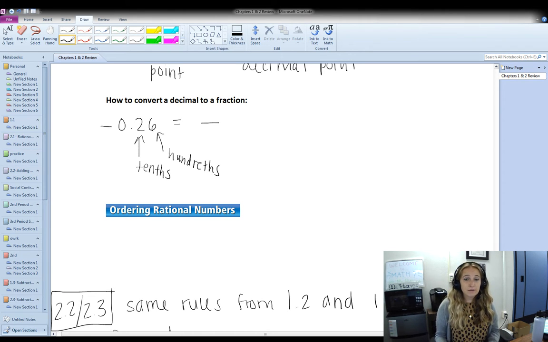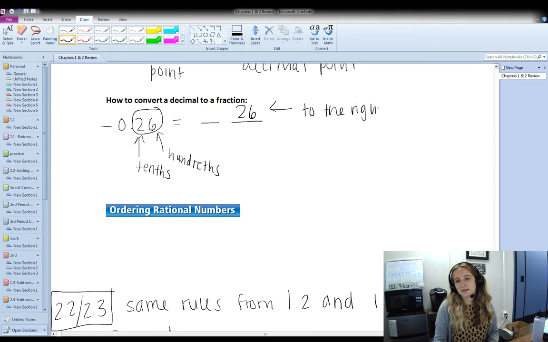So that means what I'm going to do is I have the negative sign, I have my fraction line. I write whatever is to the right of the decimal point in my numerator, so to the right of the decimal point.